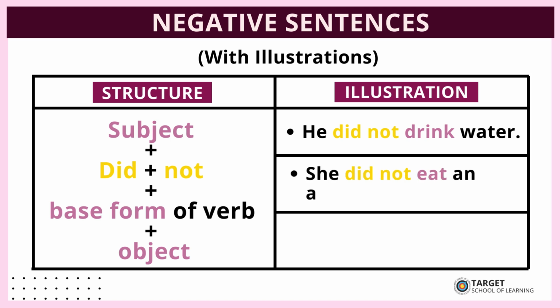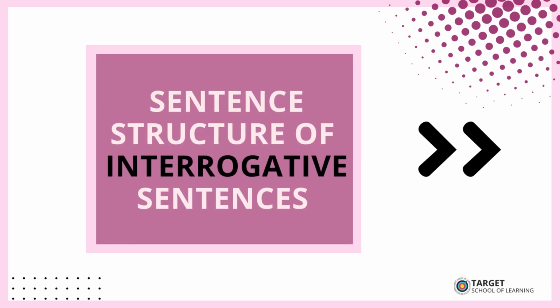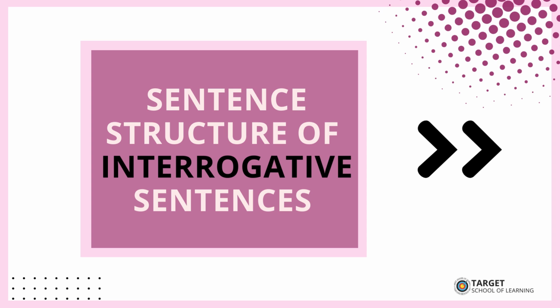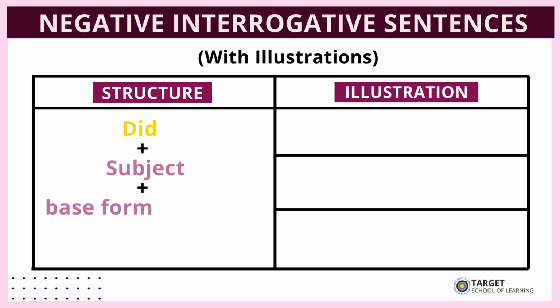She did not eat an apple. We did not go to mall yesterday. Coming to the next sentence structure, that is interrogative sentences. So the helping verb of simple past tense is did, which is always to be followed by the first form of the verb. So did plus subject plus base form of the verb plus the object.